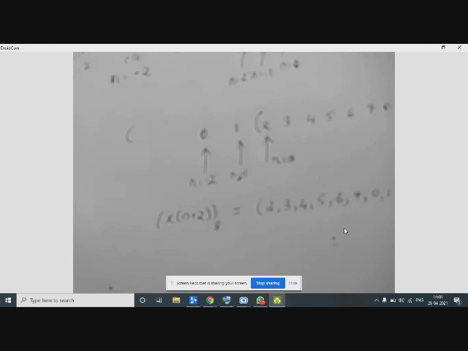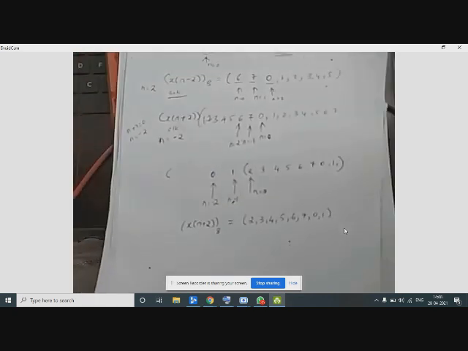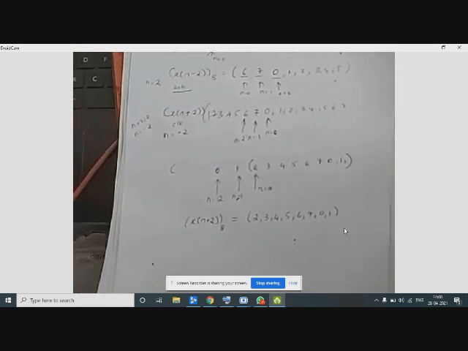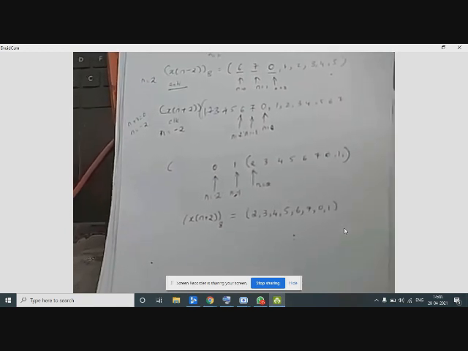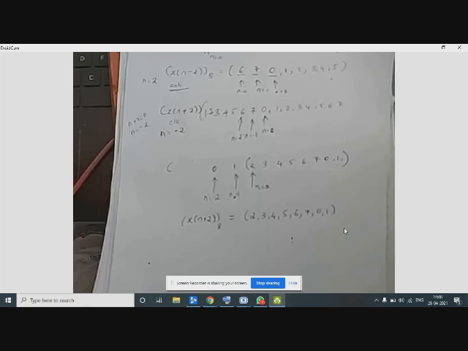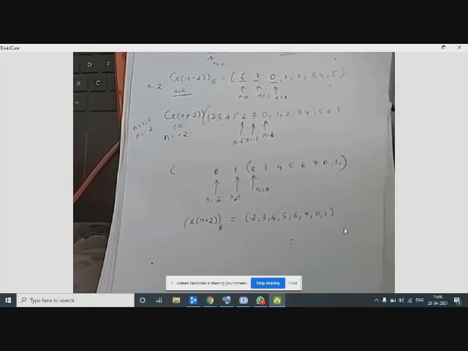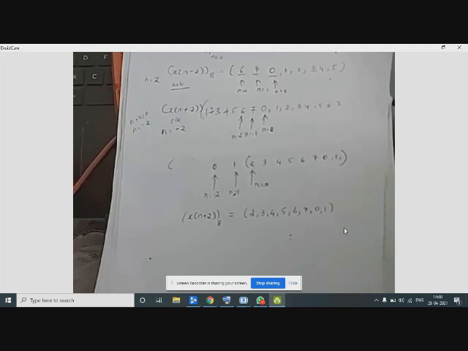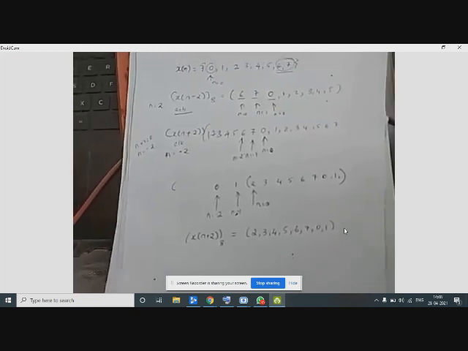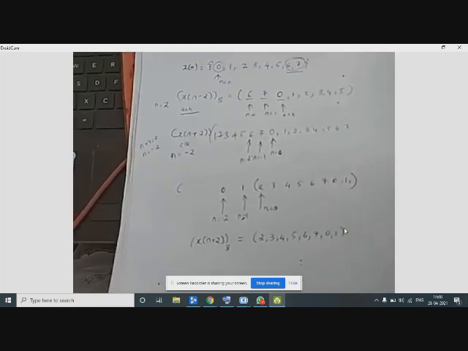Got it? Have you got this, all of you? Able to see now? I'm holding it still for some time. You understood? Shifting, how is the time shift done? Circular time shift.